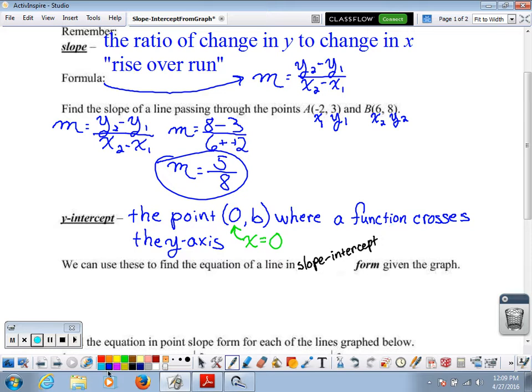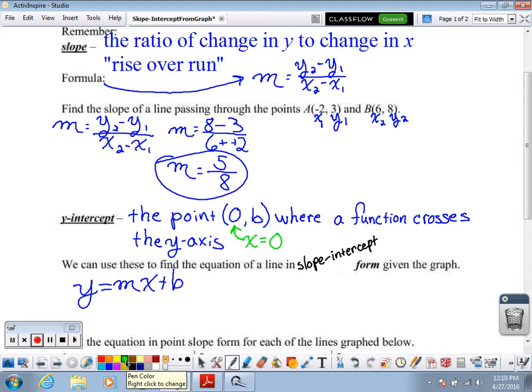Okay, it should be slope-intercept form. Now, if we have the graph, we've already talked about how to find the slope from a graph. We can either count or we can use the formula. And if we have the graph, we can also determine where that function crosses the y-axis. Now, if we have both of those pieces, we can write slope-intercept form, which looks like this. Y equals mx plus b.